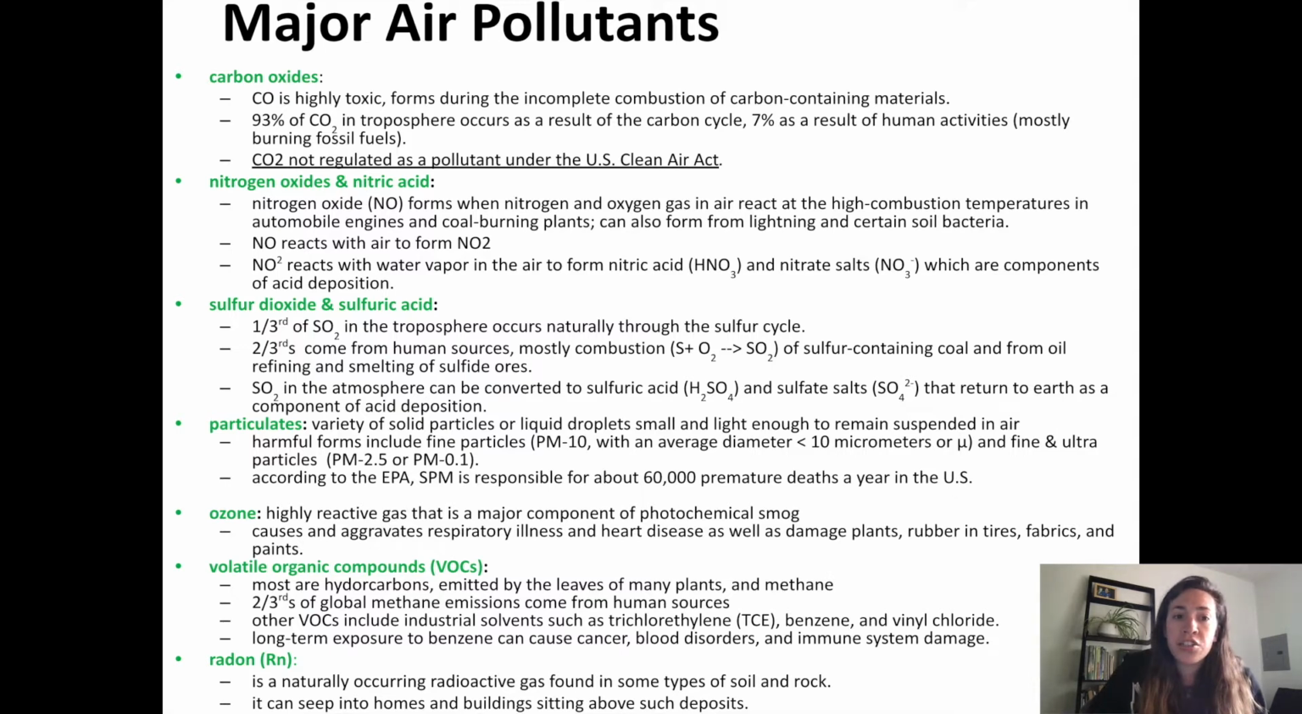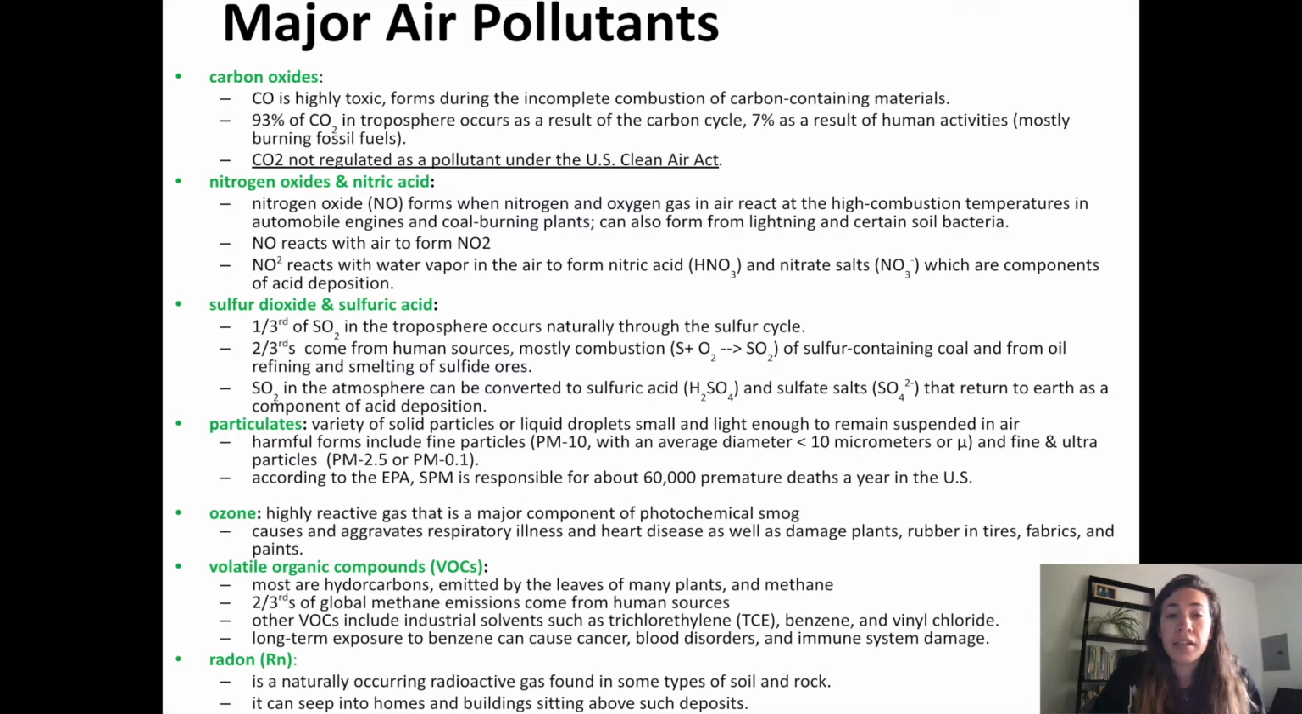Nitrogen oxides and nitric acid. So when nitrogen oxide forms, basically there's going to be issues associated with it. We form nitrogen oxides from mostly transportation combustions. Some can come from industries such as coal burning power plants. There's also natural ways in which nitrogen oxides form.